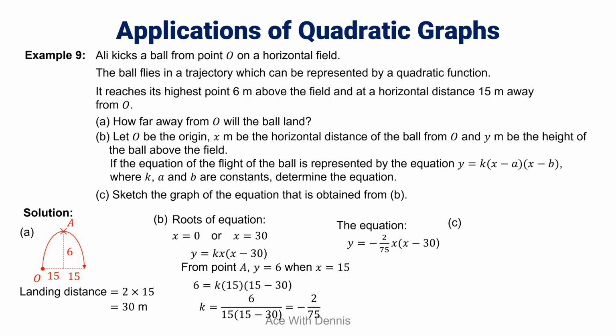Then C, we can start to sketch the graph. Start with the x-axis, and we know this is the y-axis. We know the roots, right? This is the curve. The roots are 0 and 30. This is the line of symmetry, where 15 is the x value, and 6 will be the y value. Right? So this is the graph of y equals negative 2 over 75 x times (x minus 30).